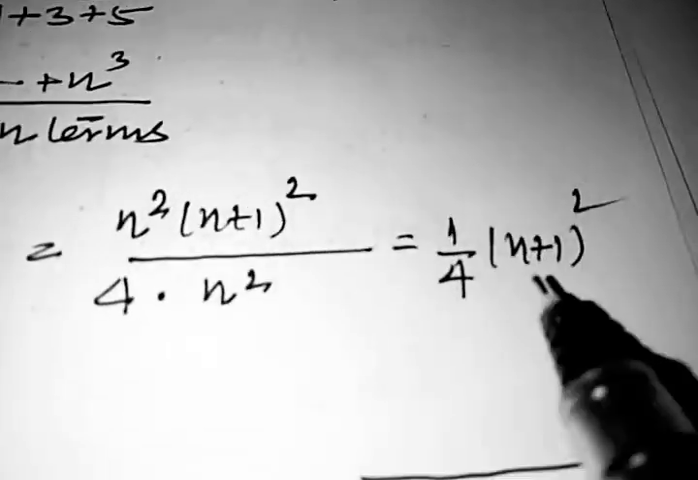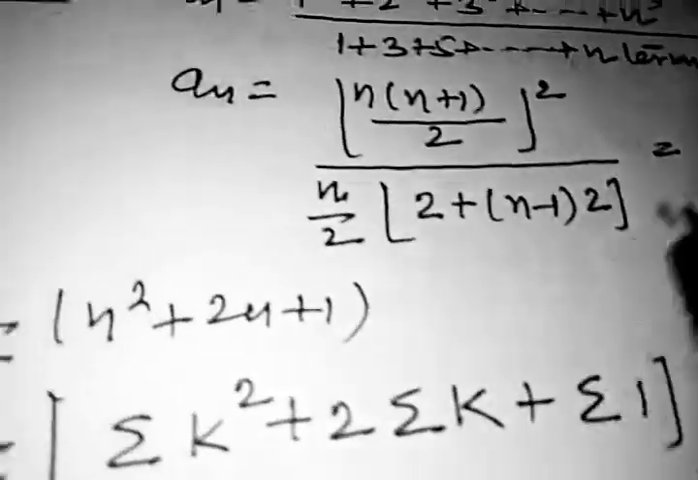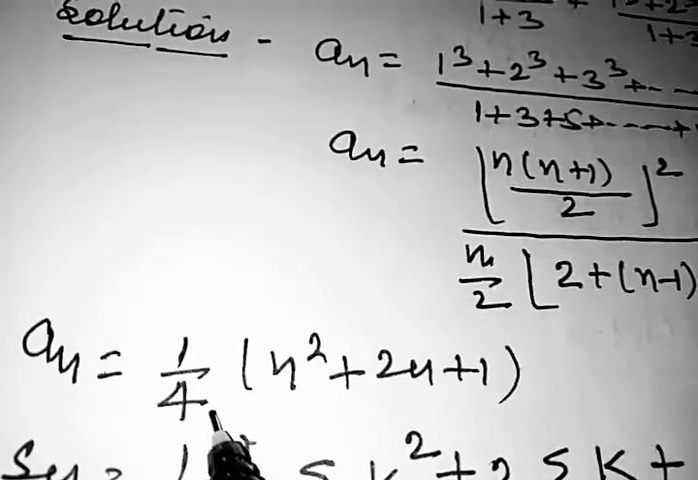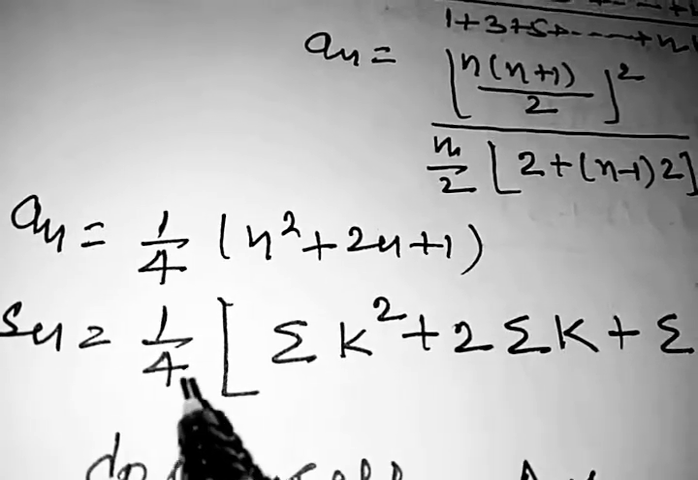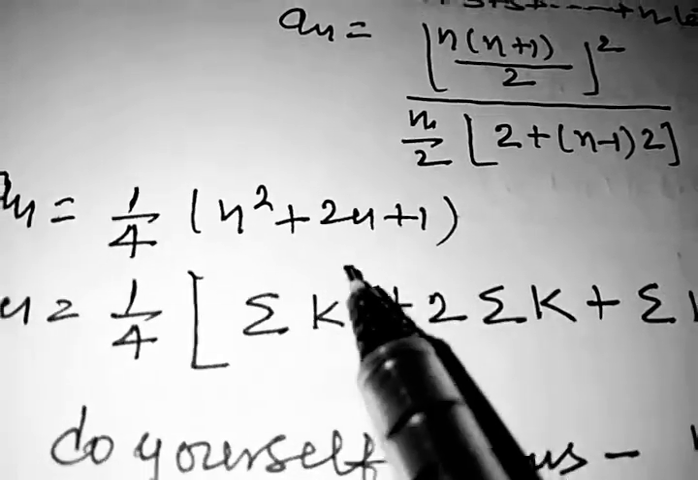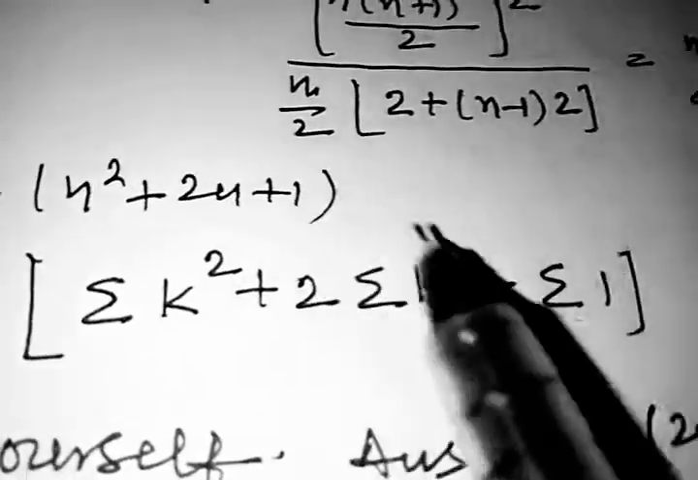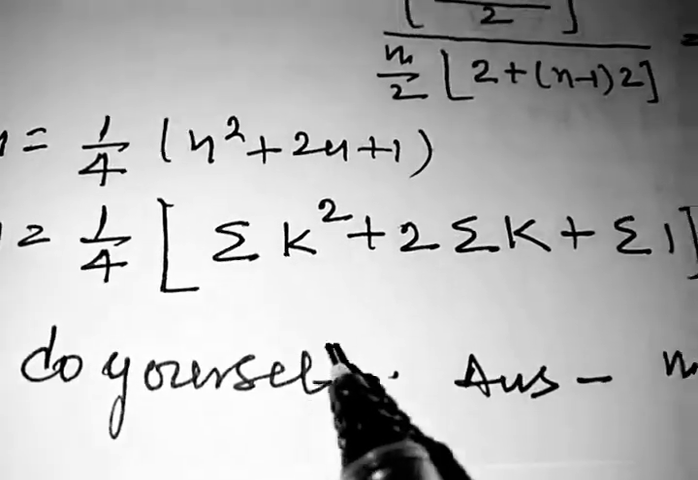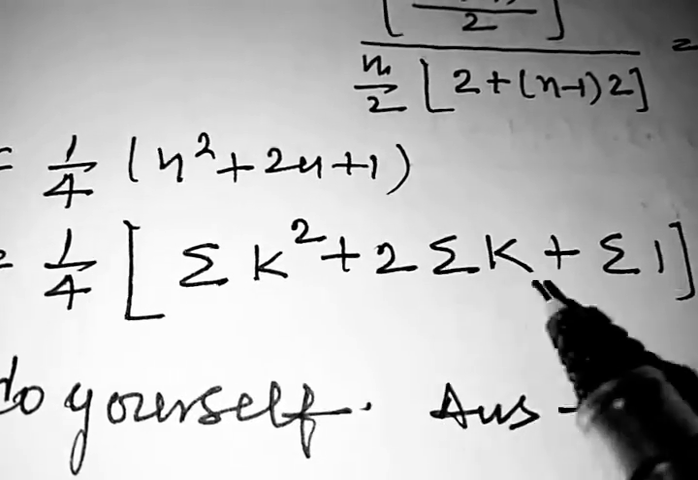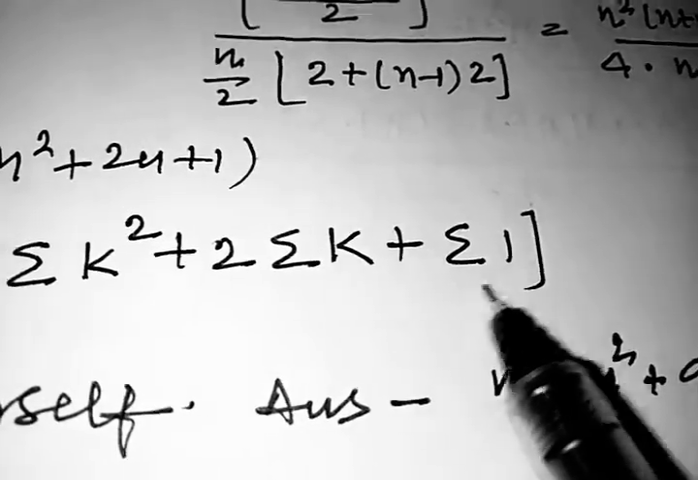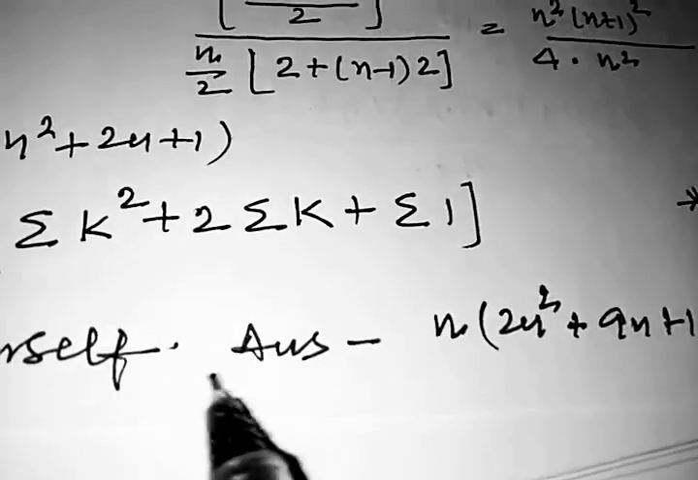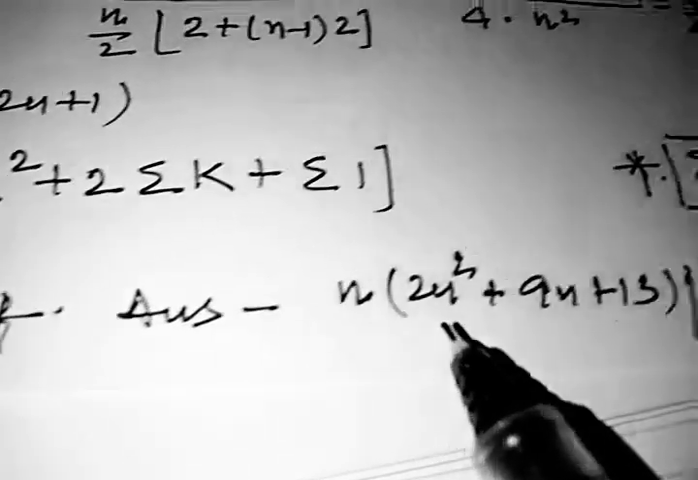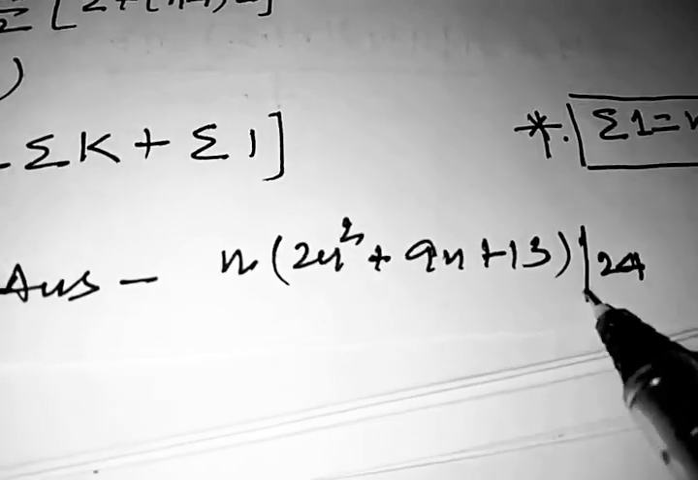So you get here 1 upon 4 (n plus 1) square. Okay. So this is 1 upon 4 times (n square plus 2n plus 1). So Sn will be 1 upon 4, this will be sigma k square, this will be 2 sigma k, and this is only sigma 1. Okay. So put the value of sigma k square, sigma k, and sigma 1 is equal to n. Remember, I have written it here. So put all the values. Check for yourself. The answer will be this one.